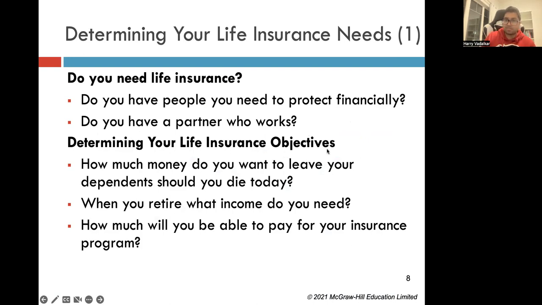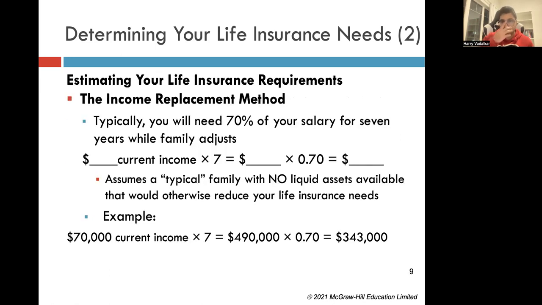Determining your life insurance objectives. How much money do you want to leave your dependents should something happen to you? That is an important question to ask yourself. When you retire, what income do you need? How much will you be able to pay for your insurance program? That is also important. Sometimes you might need higher insurance, but your budget is very constrained. So it is like 100 bucks max, that is what you can afford. So you buy the maximum insurance possible for that given money.